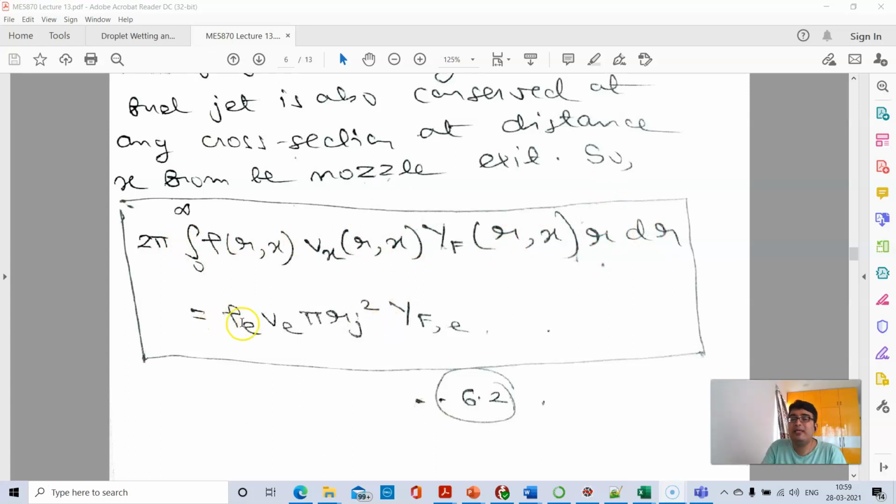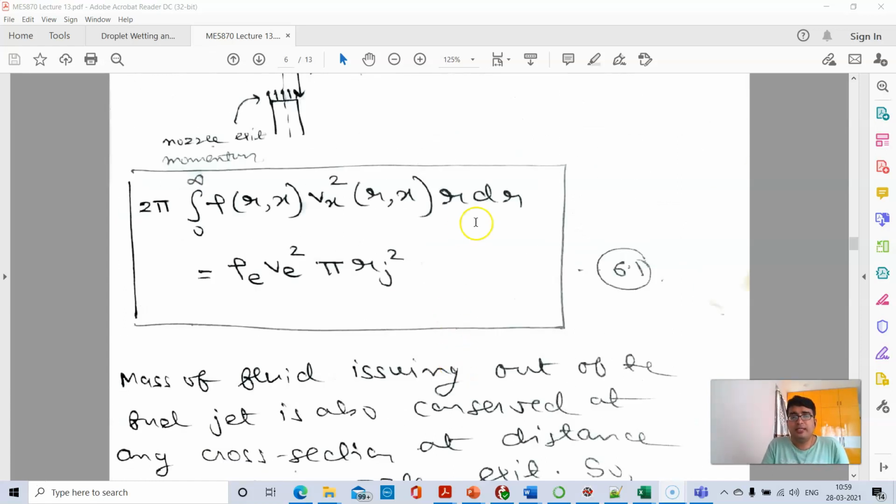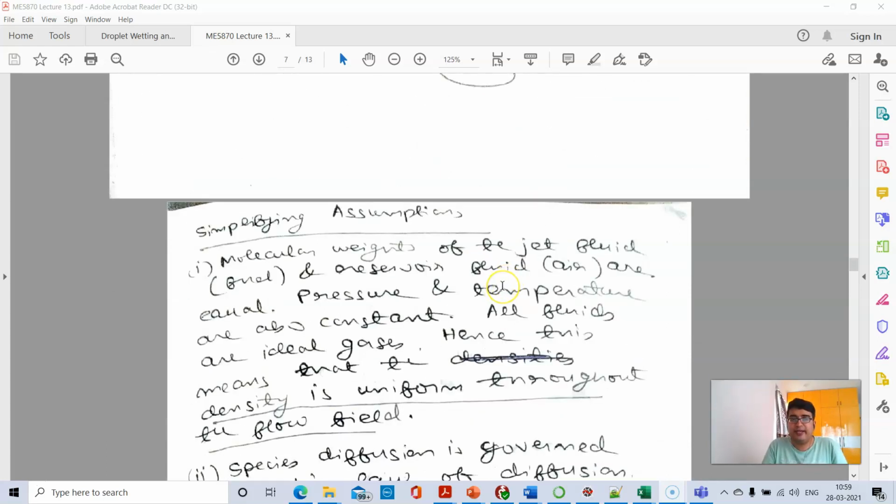And this will be equal to the mass flux of fuel at the nozzle exit, because obviously in a non-reacting case, the amount of fuel is conserved. So rho e Ve pi RJ square Yfe. This is the total mass flow times the mass fraction of fuel at the nozzle exit, which is usually 1, but I have still given you Yfe in case it's not 1. So these are two conditions that have to be satisfied, with certain simplifying assumptions.